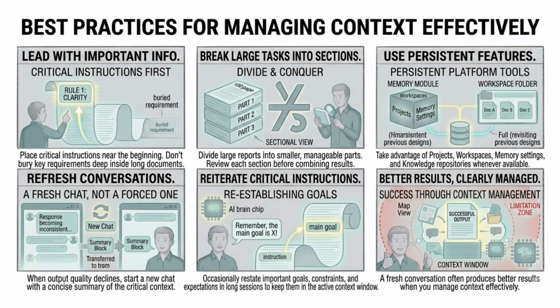Use persistent features. Take advantage of projects, workspaces, memory settings, knowledge repositories, whenever available. Refresh conversations. If output quality starts declining, don't keep forcing the conversation forward. Start a new chat and provide a concise summary of the important context. In many cases, a fresh conversation produces significantly better results. Reiterate critical instructions. For long collaborative sessions, occasionally restate important goals, constraints, and expectations. This helps keep them visible inside the active context window.